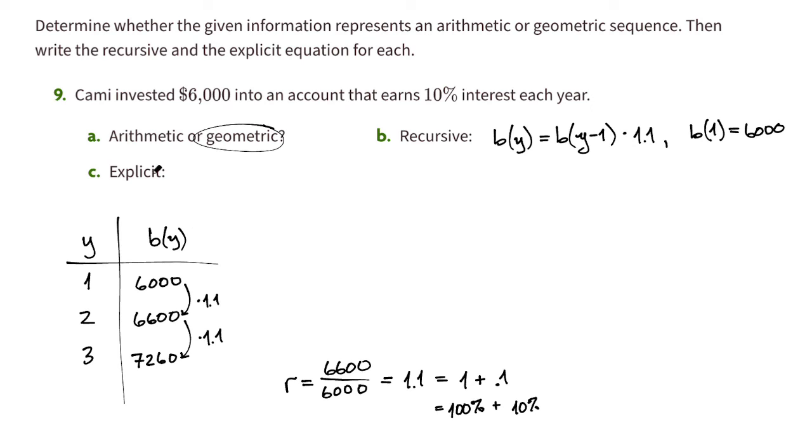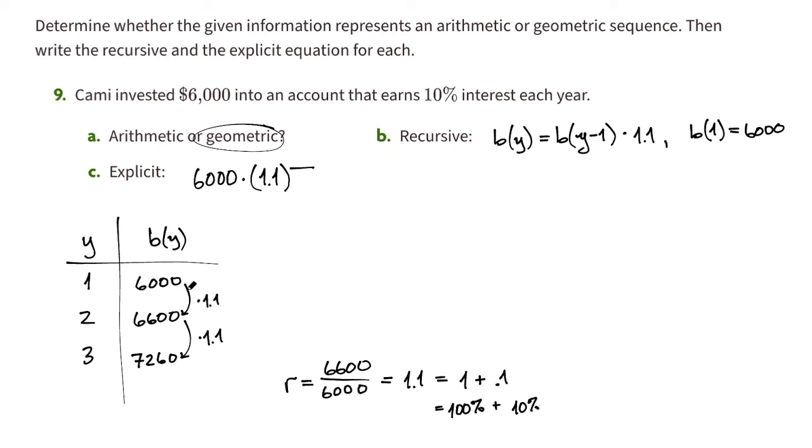And then finally, we need our explicit equation. I'm going to go ahead and do this explicit equation in a slightly different way instead of writing everything out, so that we can start to develop that skill. We are starting off with $6,000 in this account. And we know that we're going to be multiplying by 1.1 a certain number of times. Okay. Now, because we're going to be doing repeated multiplication, we know we're going to have an exponent up here. The question is, what will that exponent be?